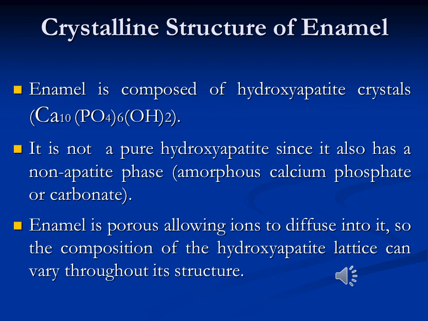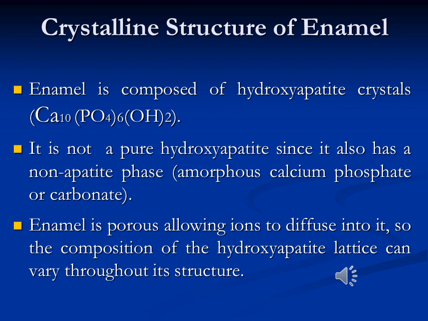We have to return back to the crystalline structure of enamel. Enamel is composed of hydroxyapatite crystals, Ca10(PO4)6(OH)2. It's not a pure hydroxyapatite though. It also has a non-apatite phase, which is the amorphous calcium phosphate or carbonate phase. Enamel is also porous, allowing ions to diffuse into it.